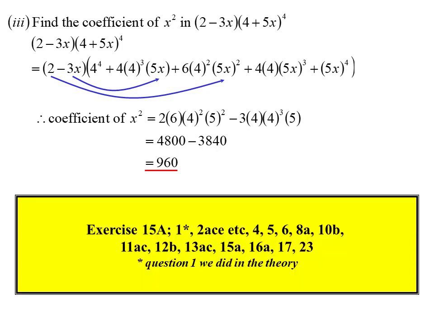All right, so 15a, playing around with these binomial expansions, you'll notice I've asterisked number 1 because we've already done it. Question 1 was writing out Pascal's triangle, but of course we've now got it in our notes.